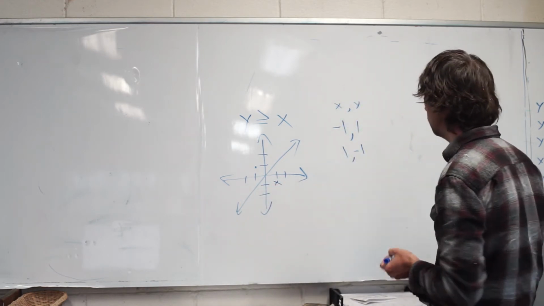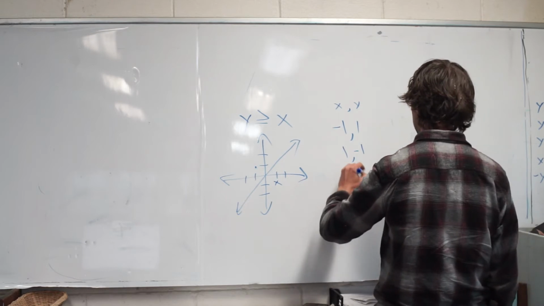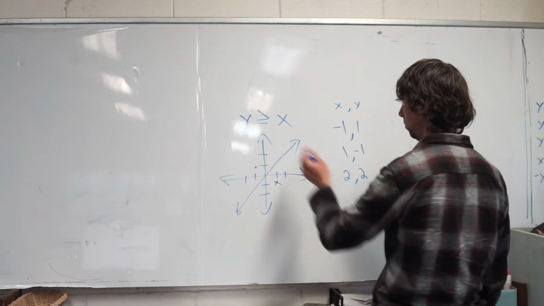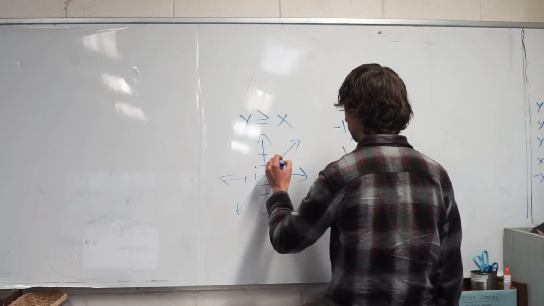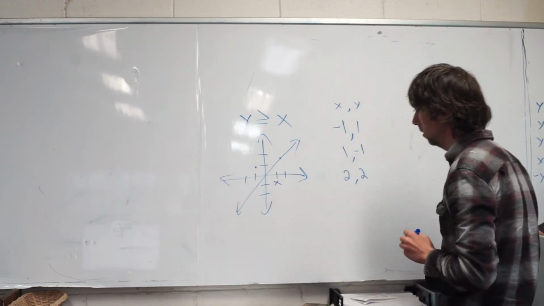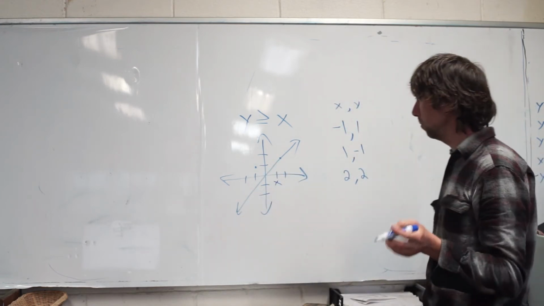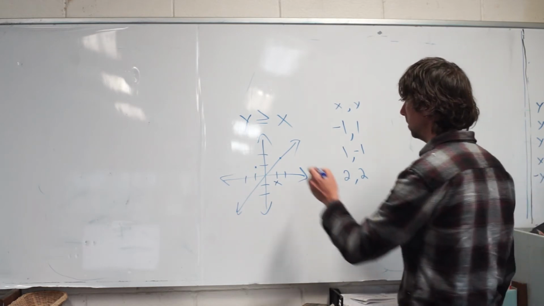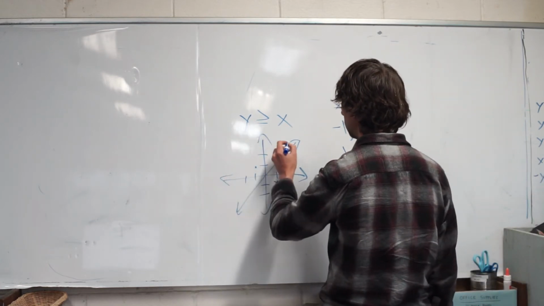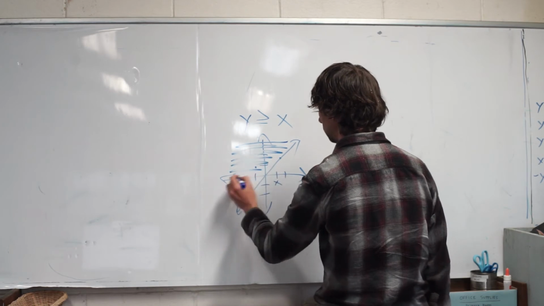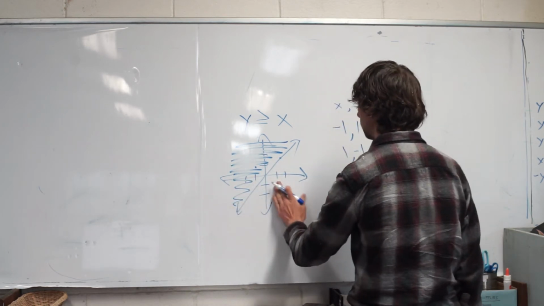Alright, how about a point on the line, like 2, 2? Is 2 greater than or equal to 2? Yes, it is. Okay, so that's good. You could test as many points as you want. What you're going to see ultimately is that anything in this region is going to be a solution, and anything over here is not a solution.